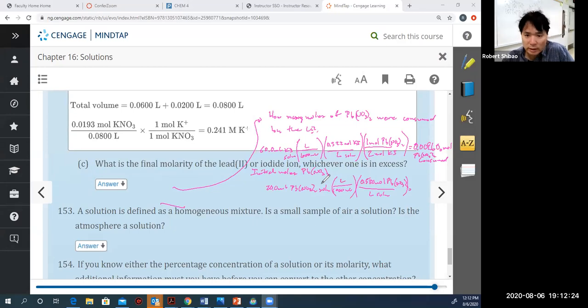So it's going to be 20 divided by 1,000 times 0.53, which is 0.0106. So initially, at the start, we had 0.0106 moles of Pb(NO3)2. We're allowed 3 sig figs, so we'll just carry 1 extra digit.